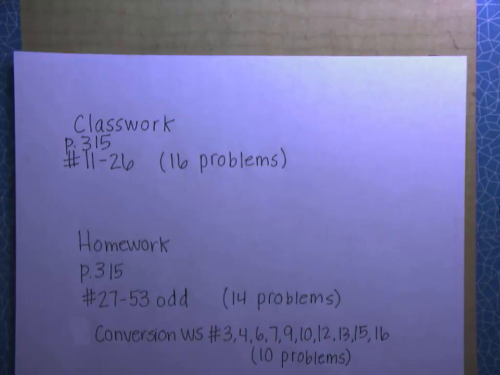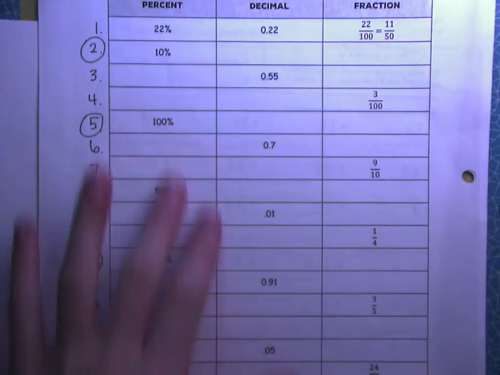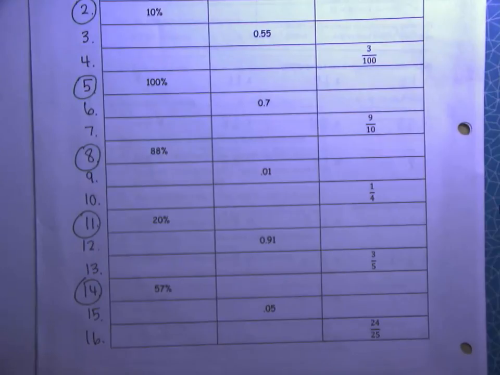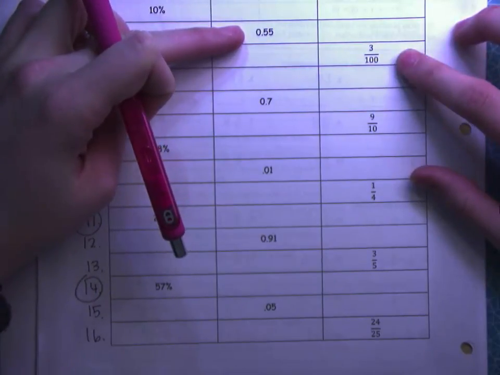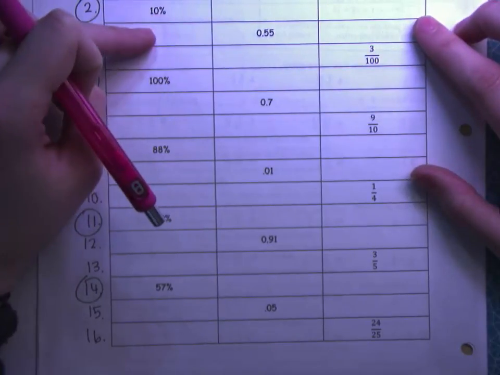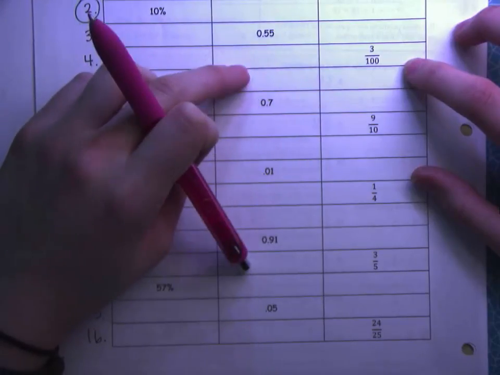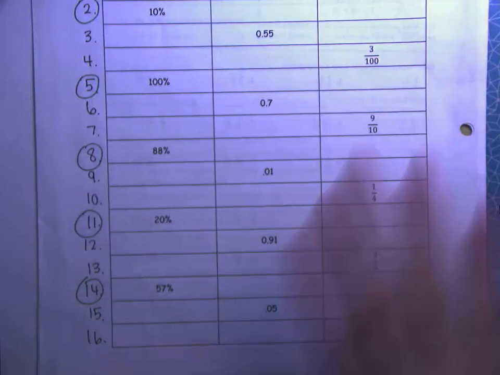And then you're going to have that conversion worksheet again. Sorry about that. You're going to have this conversion worksheet, and you're basically just going to do all of the ones that we didn't do yesterday. So that's going to be 3, 4, 6, 7, 9, 10, 12, 13, 15, and 16. And these, they either give you a decimal or a percent, so you're going to have to write it as a fraction here and as a percent over here. Or if they give you a fraction, you're supposed to write it as a decimal and as a percent. Okay, so that should be pretty easy.